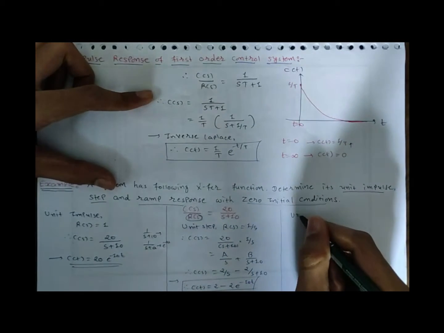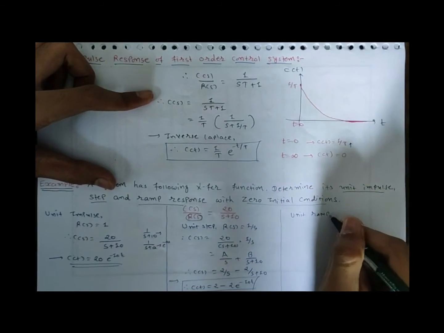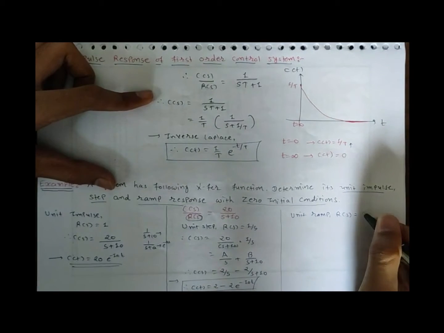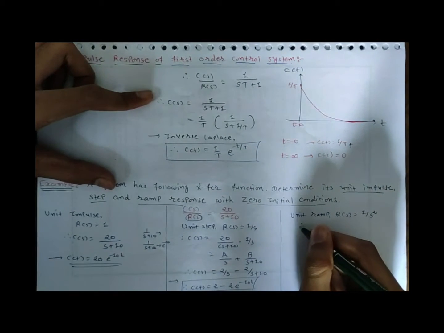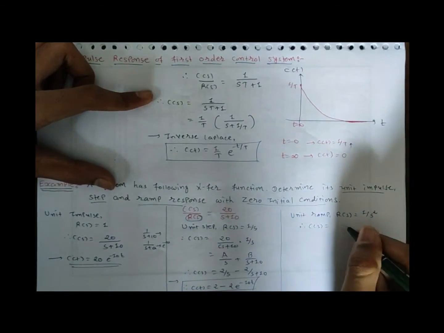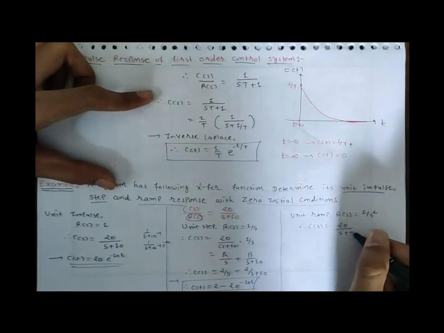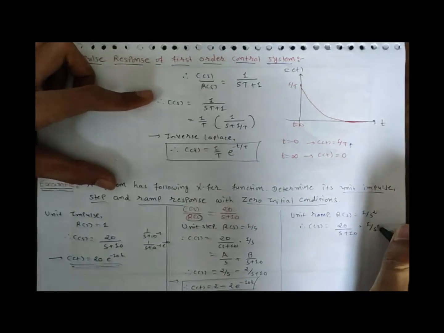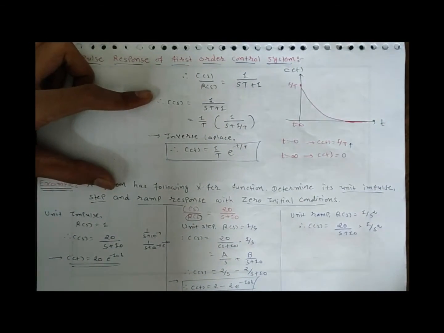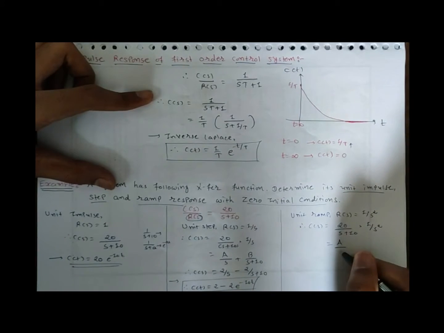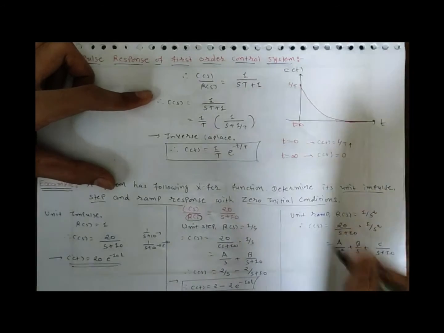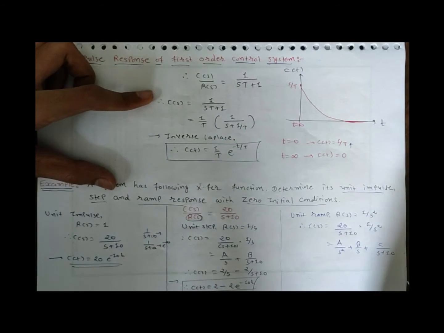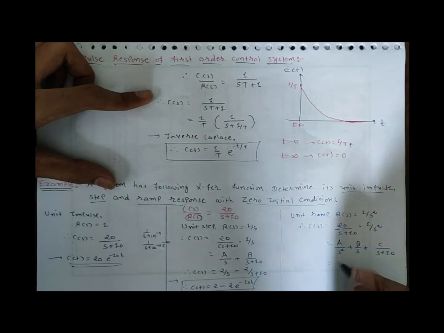In the same way you can find the unit ramp response. In that case you have to put R(s) equal to 1 divided by s square. If you put the value of R(s) in this equation, you will get C(s) equal to 20 divided by s plus 10 multiplied by 1 divided by s square. In the same way you can write A divided by s square, B by s and C by s plus 10. If you do the partial fraction you can find the values of A, B and C. I am not going to find them right now, but you will get such values.